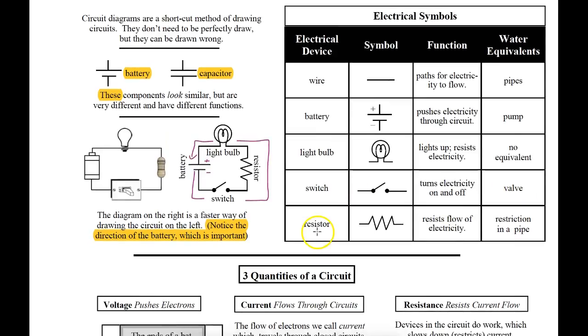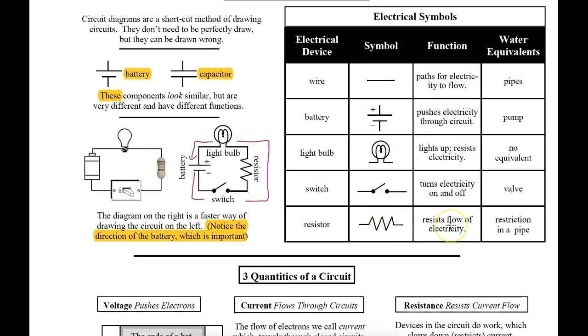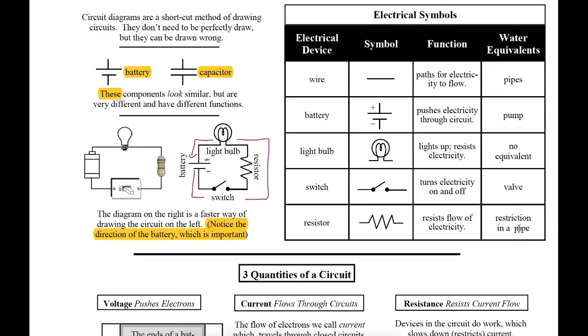That's like a switch. Resistor shown like this, and resists or slows the flow of electricity. And this would be a restriction in the pipe. Maybe it gets narrower so the water can't pass through as quickly, or maybe usually on the bottom of a faucet there is a screen that again slows down or makes the water flow out a particular way.